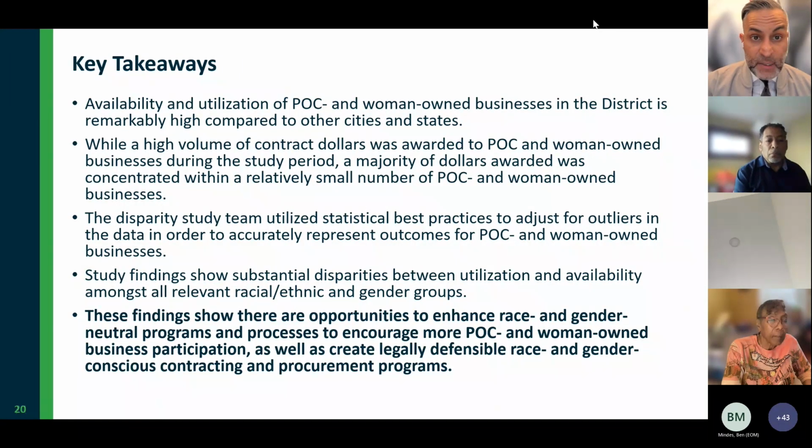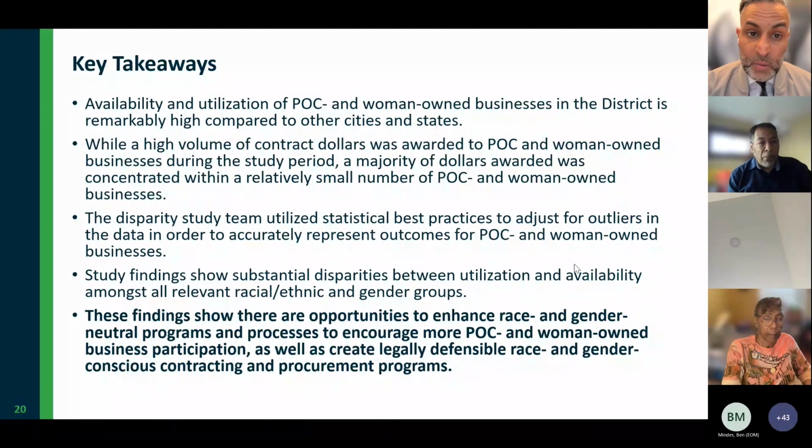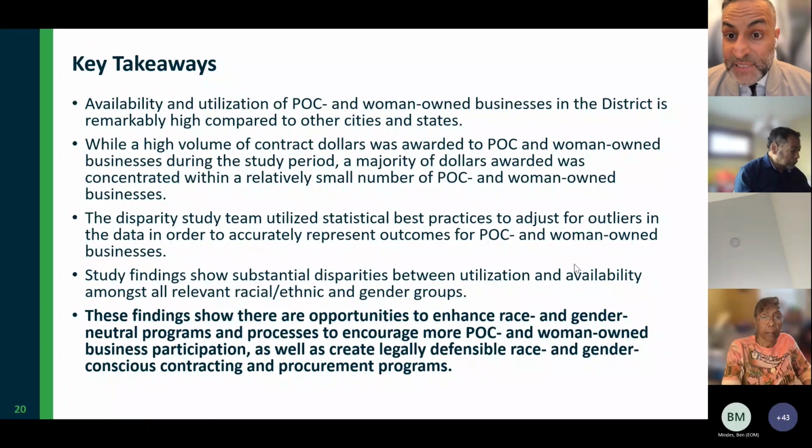So just to reiterate our key takeaways, first, availability and participation of POC and women-owned businesses is remarkably high for DC government relative to other cities and states that we've recently worked with. But whereas there's a high volume of contract dollars that DC government awarded to POC and women-owned businesses during the study period, the majority of those dollars were awarded to a relatively small number of businesses. And when you take into account those businesses that are statistical outliers, you actually see substantial disparities almost across the board for all the different contract sets that we looked at and all the different racial, ethnic, and gender groups that we looked at as well.